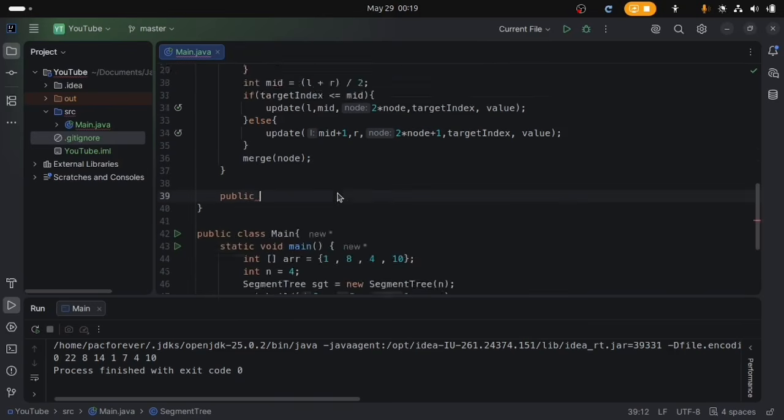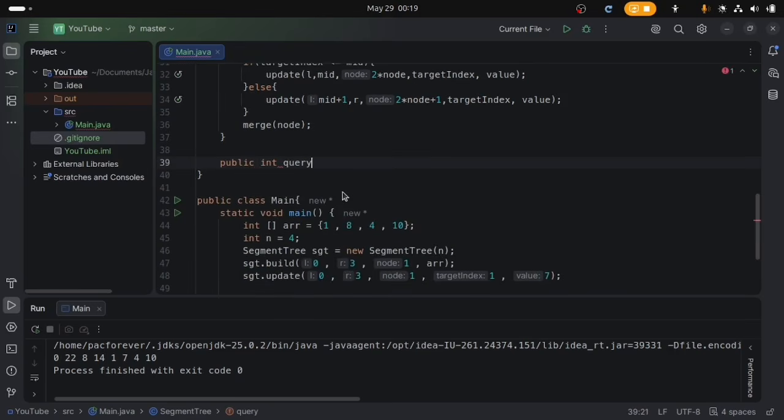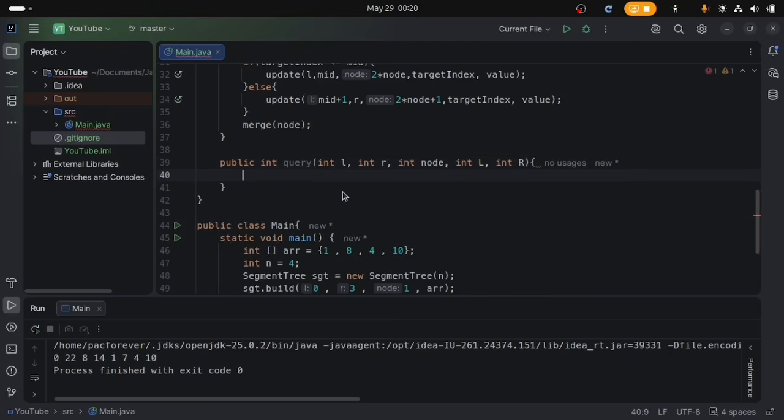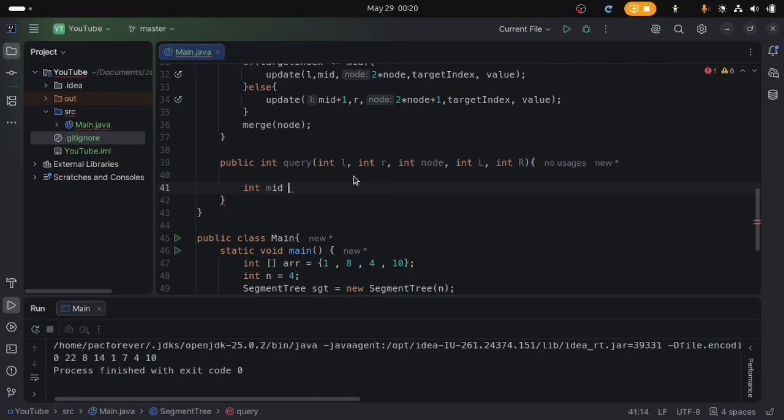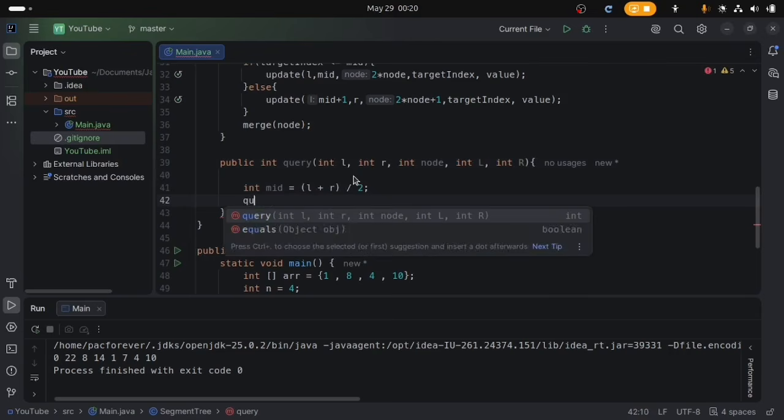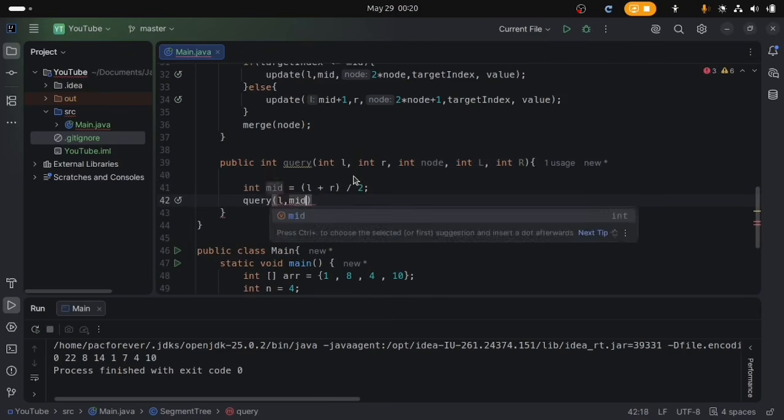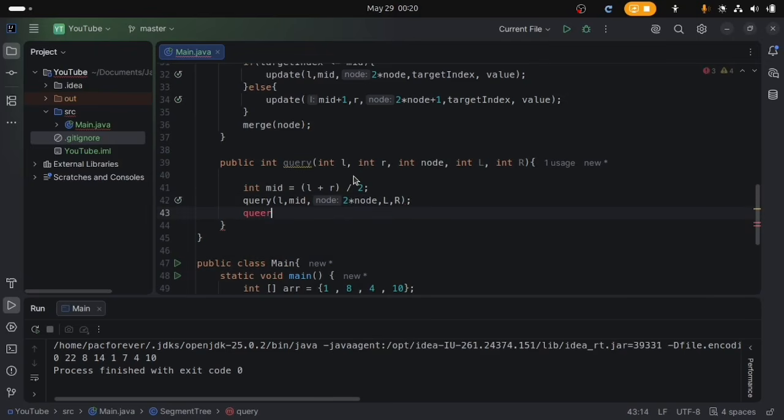Now let's write the last function, public int, return type of int, because we need to return the answer. Same integer L, R, integer node, integer capital L and capital R will be our query range. Okay, this will be our array range and this will be our query range. Now again find the mid, L plus R divided by 2, and just pass them in your query function, L comma mid comma 2 times node comma capital L comma capital R. Similarly here, query mid plus 1 comma R comma 2 times node plus 1 comma capital L comma capital R.